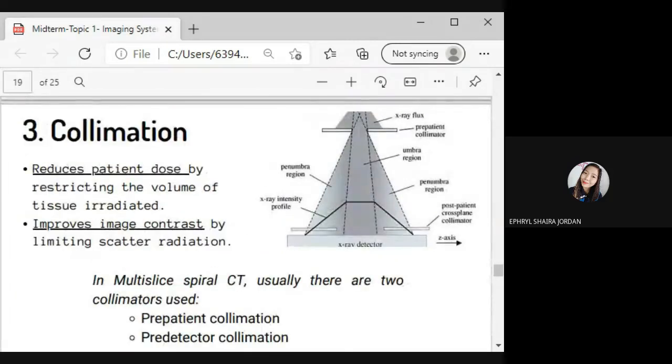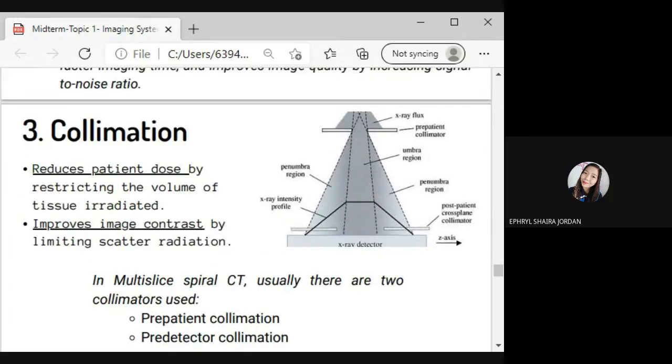Now, let's discuss the third subsystem of the gantry, the collimation. Proper collimation reduces patient dose by restricting the volume of tissue irradiated. And even more important, it improves image contrast by limiting scatter radiation.